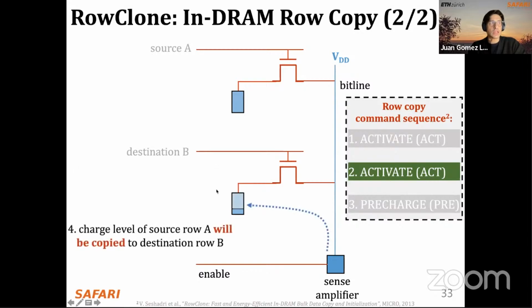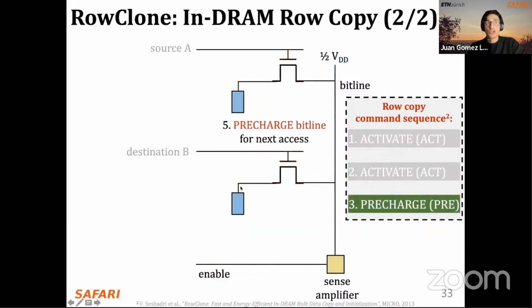At that point, because the bit line is charged and the sense amplifier is enabled, we can activate the destination row. This makes the charge level of the source row, which is in the sense amplifier, go to the destination cell in row B, in this case completely charging it, as you can see. After that, we can pre-charge the bit line for the next access, and we would be done.